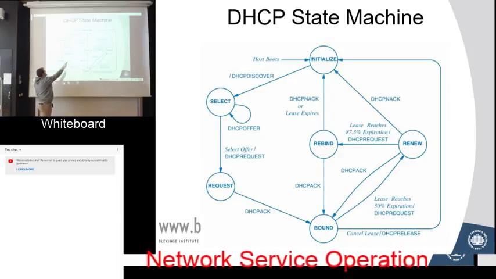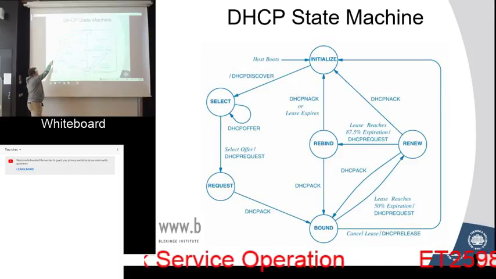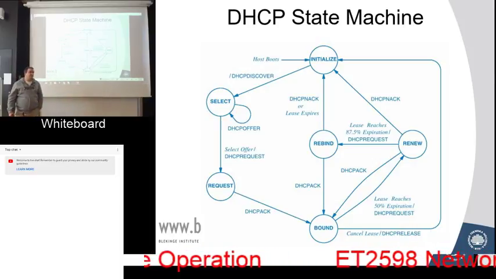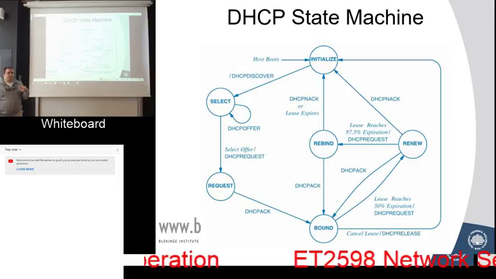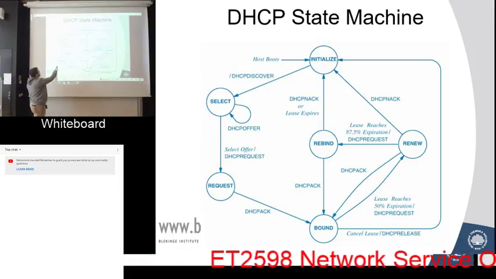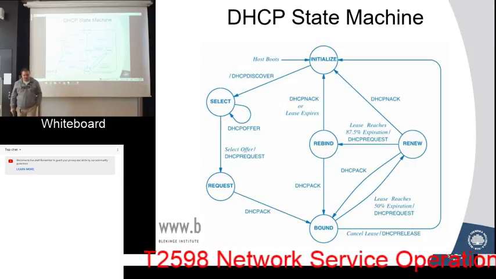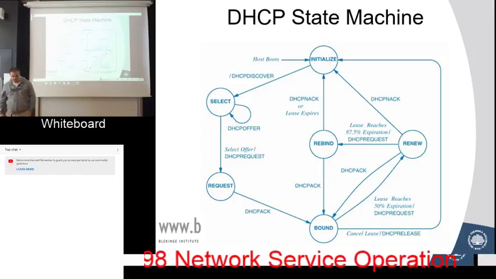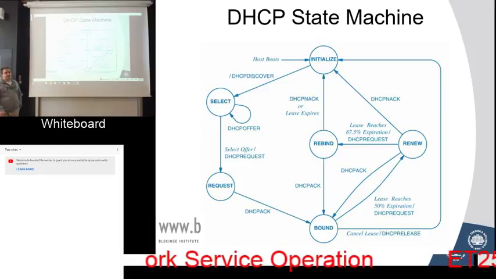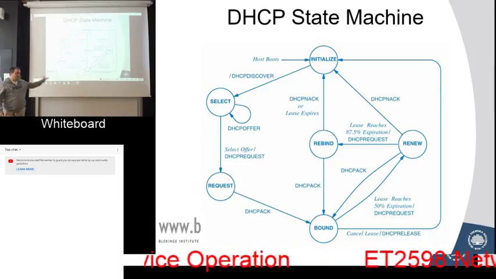So it sends DHCP discover, comes here. The server selects an address and makes an offer, and it keeps on there as long as it gets a DHCP discover message. So if it gets it once, it will do an offer.